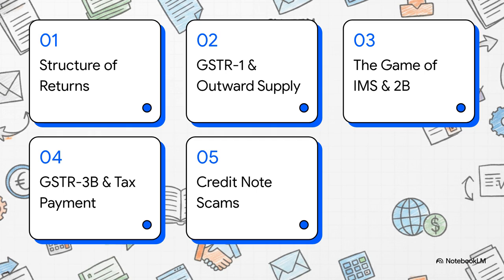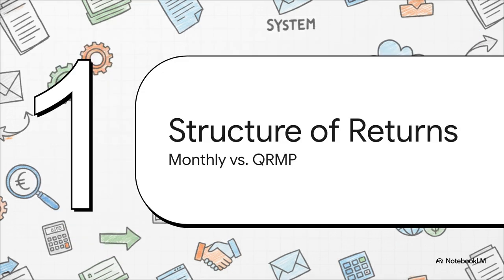All right, here is our roadmap for this session. We'll start with the structure of GST returns, move into GSTR1 and outward supply, decode the game of IMS and 2B, see how it settles in GSTR3B and tax payment, and finally, look at a pretty wild real-world fraud alert regarding credit notes. Okay, part 1, structure of GST returns.